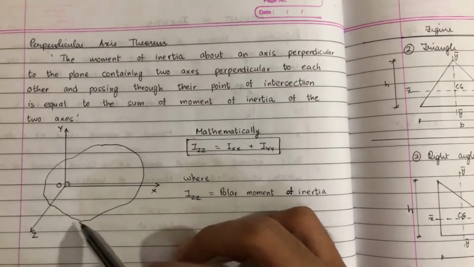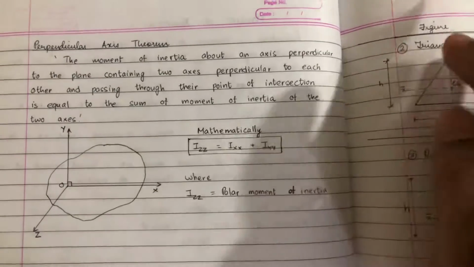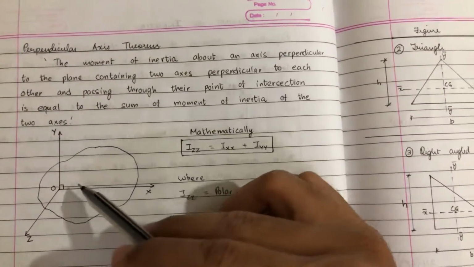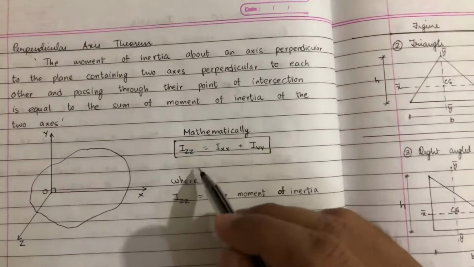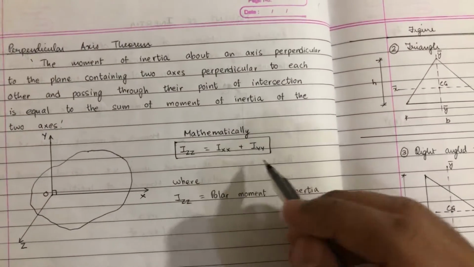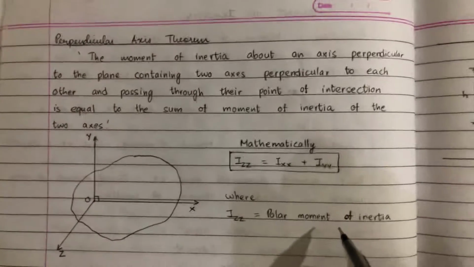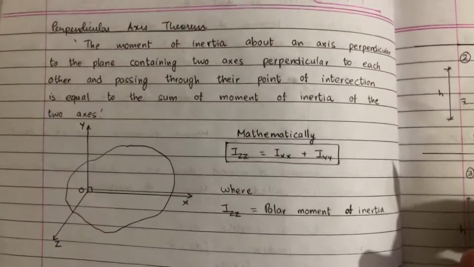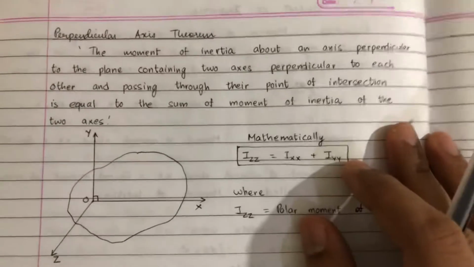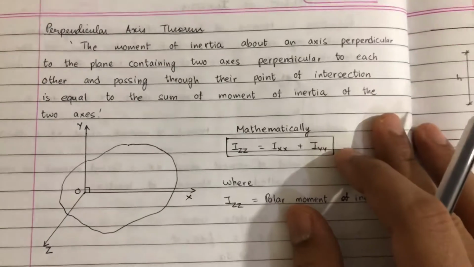It means that this is a plane figure. This is x-axis, this is y-axis, and this is z-axis. All the axes are perpendicular to each other. Then mathematically Izz is equal to Ixx plus Iyy, where Izz is the polar moment of inertia. So these are the theorems that are asked very much in the theory part of the university exams.